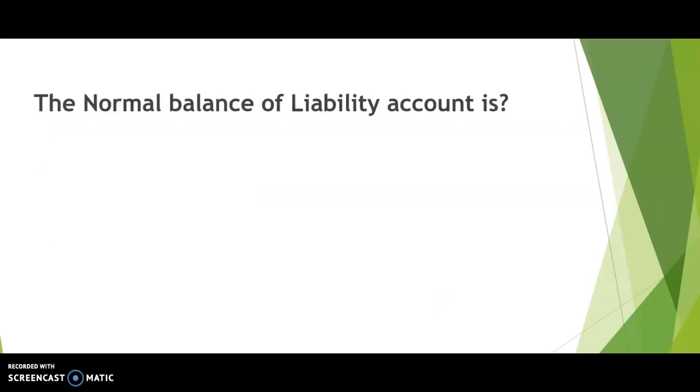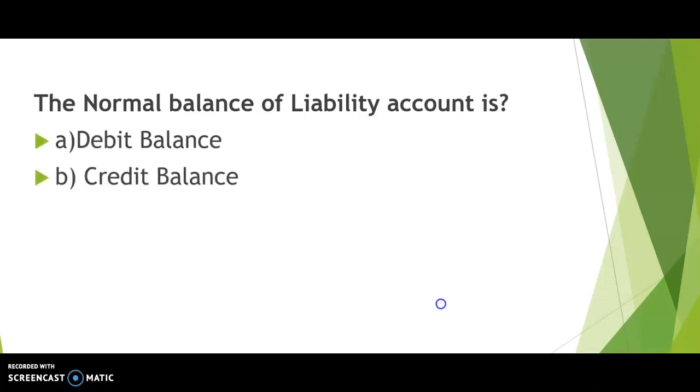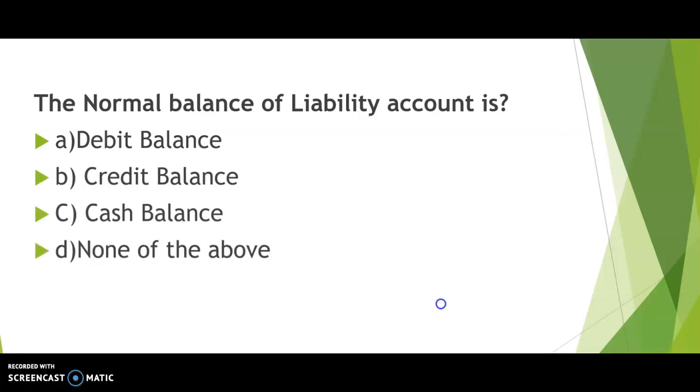Next question, the normal balance of a liability account is: option A, debit balance; option B, credit balance; option C, cash balance; option D, none of the above. Under this heading, you can say all liabilities and incomes always have a credit balance. So the normal balance of a liability account is credit balance. The correct answer is option B.